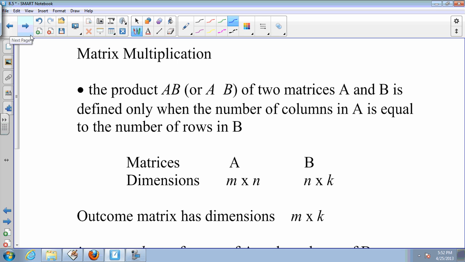So now we're going to learn how to do matrix multiplication. It can be written AB or A times B. It's only defined when the number of columns in A is equal to the number of rows in B. So columns in A and rows in B must be the same. And your outcome is an m by k.